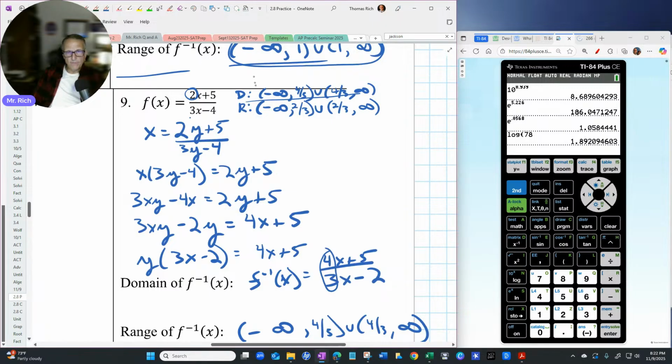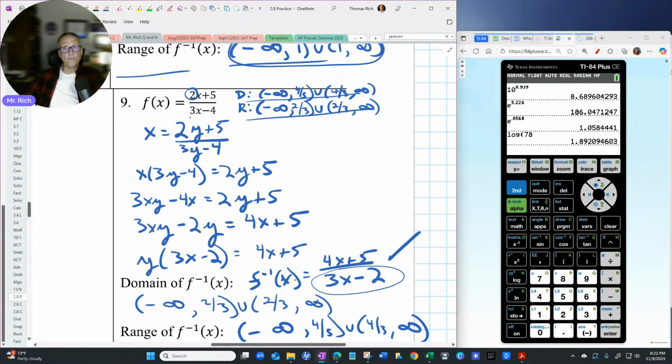The domain of my inverse is going to be what my range was for the original f of x. So that's just negative infinity to 2/3 and union with 2/3 to infinity. Again, that's consistent with the result that we have here because you can tell that there's going to be a vertical asymptote at 2/3. 2/3 has to be excluded from the domain of that function because of the 3x minus 2. When you set that equal to 0, you will find that x is equal to 2/3. That's what makes that denominator 0.